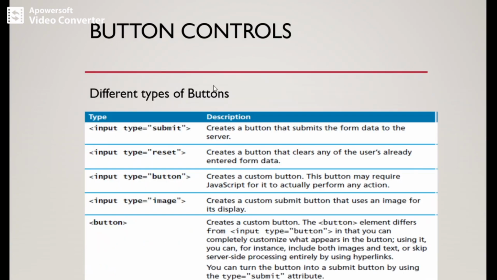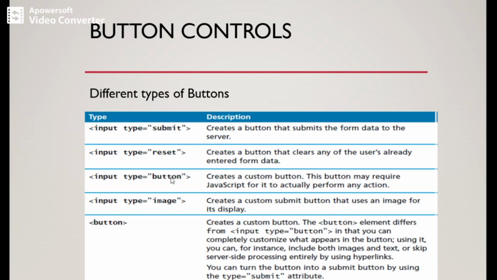Now button controls also, we have different types of buttons. One is submit button. You have seen here input type is equal to submit. It creates a button that submits the form data to the server. Now input type is equal to reset if I do, it creates a button that clears any of the user's already entered form data. Okay, it will clear whatever user has entered.